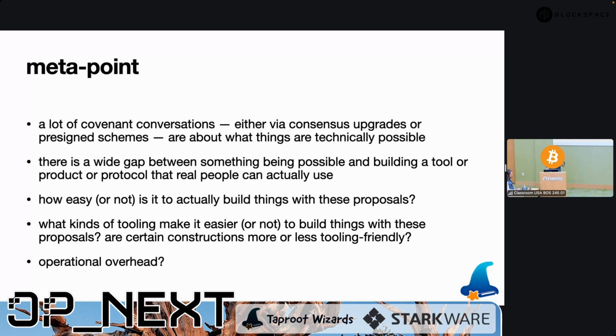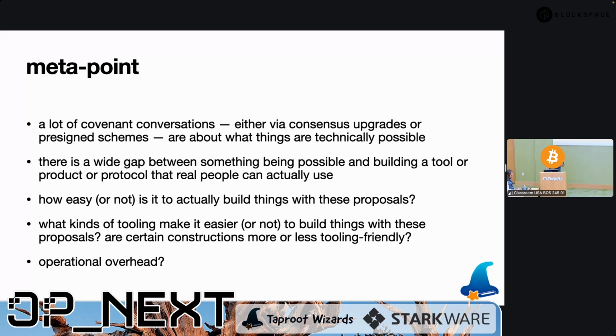So something that's important to think about and work on as we're looking at all these different covenant proposals, and I mean covenant in the broadest sense, is how easy or not it is to actually take these things and build real things with them and realize the value. Some of these proposals might be more tooling friendly, and some might be less. There might be something that's easier to use on its own if you're hand carving script, but is actually very hard to build tooling around.